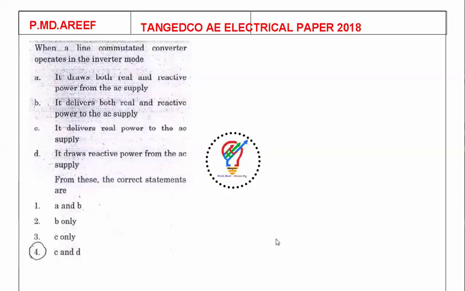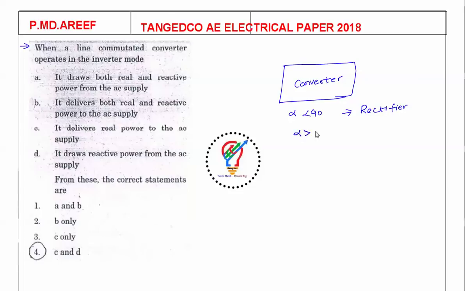Next one. When a line commutated converter operates in inverter mode, that means here the converter is there. So one converter station, when alpha, the firing angle, is less than 90 degrees, means this converter station acts as a rectifier. So when alpha is greater than 90 degrees, it is going to be operating in inversion mode or inverter mode here.